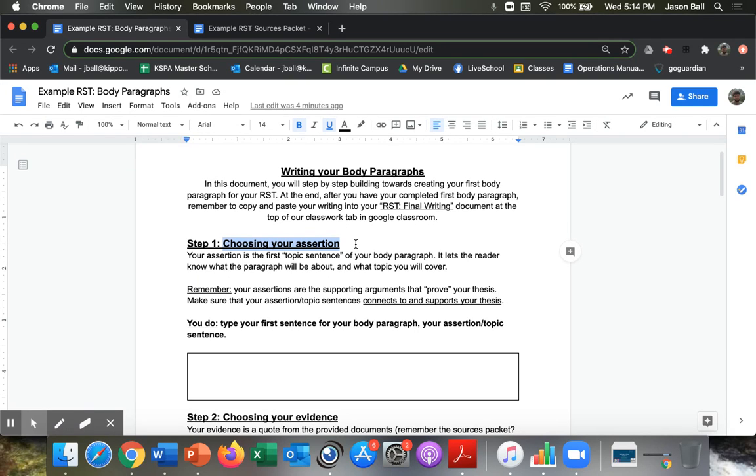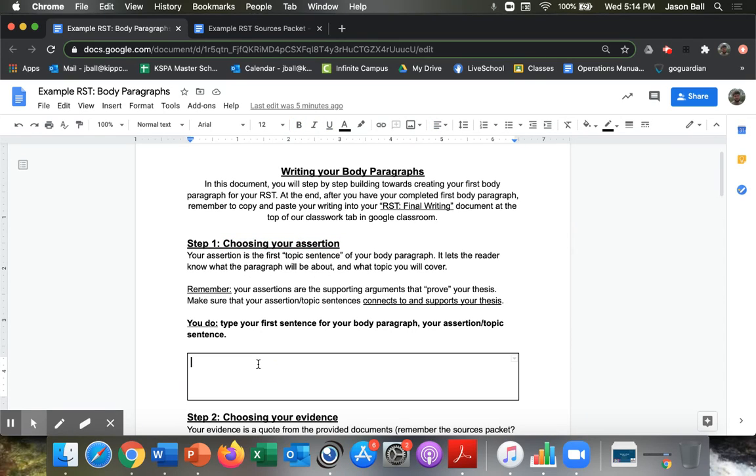So let's say I was either going with the argument that the American Revolution was not revolutionary, or that it was both revolutionary in some ways but not in others. But let's say one of my reasons for either of those theses, one of my assertions was that Native Americans or indigenous people were not treated fairly and didn't receive anything new from the American Revolution.